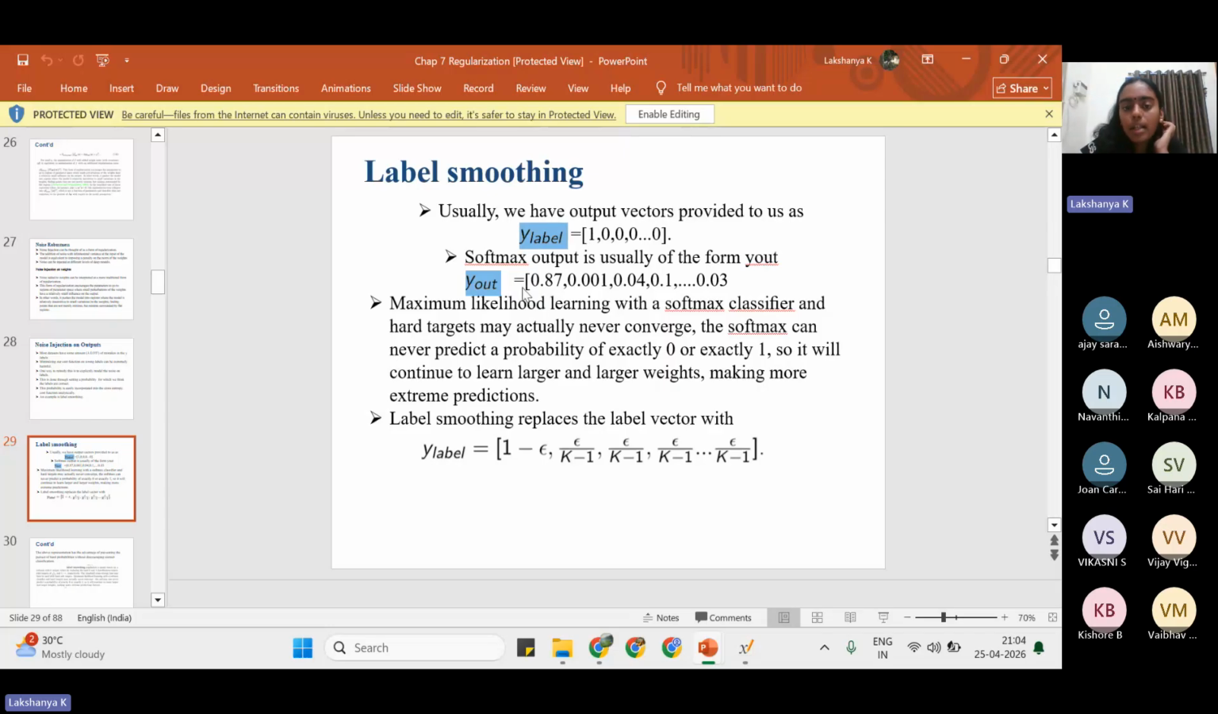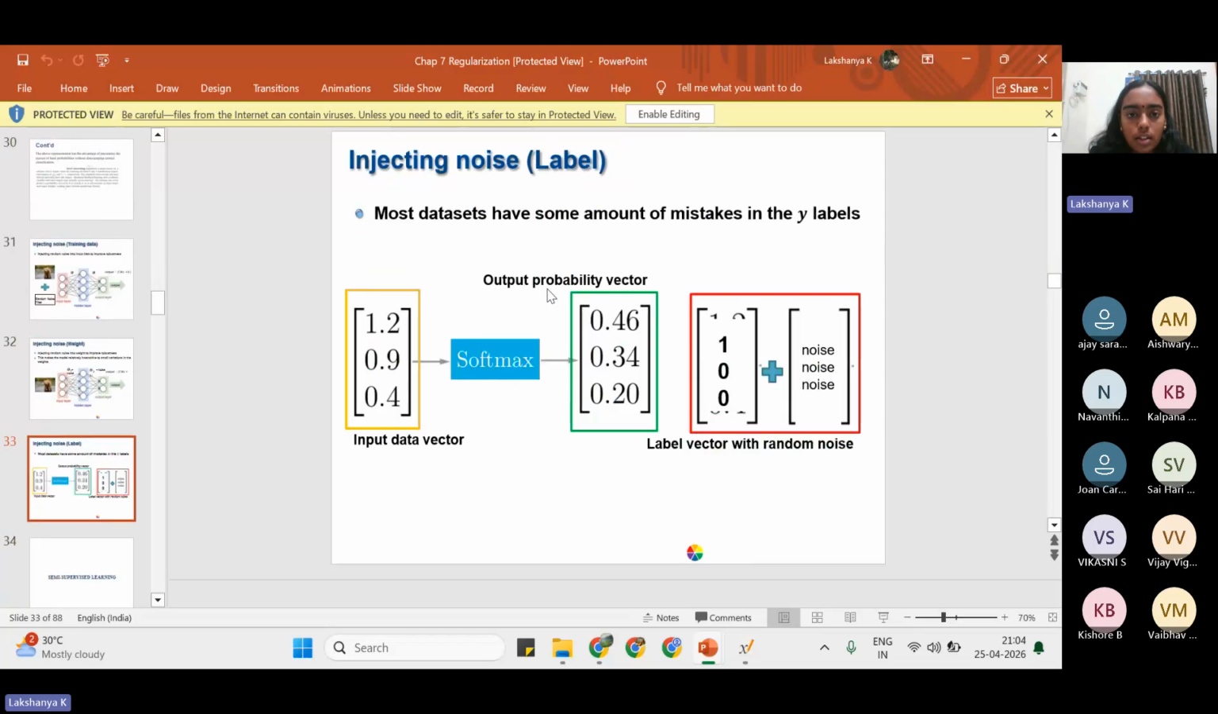Supposing I smoothen these a bit, I make this one a 0.87, and whatever I am removing from here, I added somewhere else. Now the actual output here is 0.87 and the predicted is a 0.5. Then the error is going to be 0.87 minus 0.5, which is a 0.37 if I'm not wrong. So your weights are going to be updated, but not as much as they would be updated in case of a 0.5. So you're not training your model too much for your training data, but you're training it to some extent. That's label smoothing. Noise injection, same thing again.